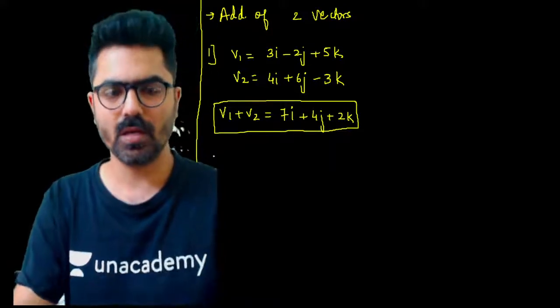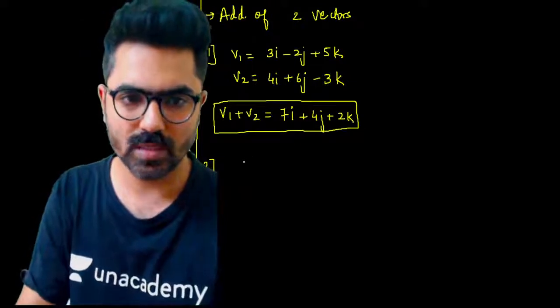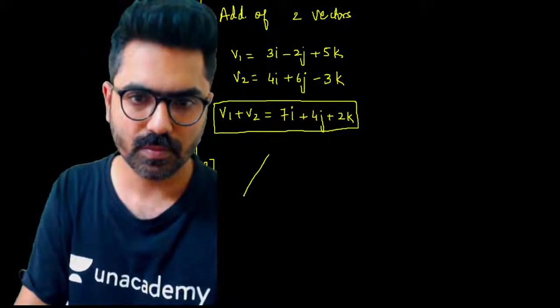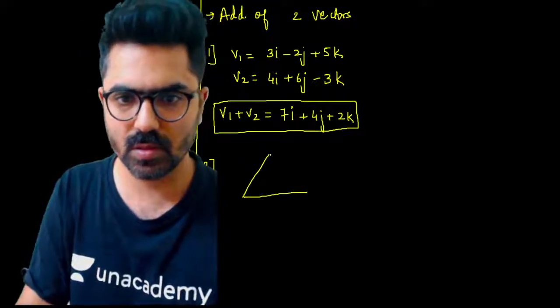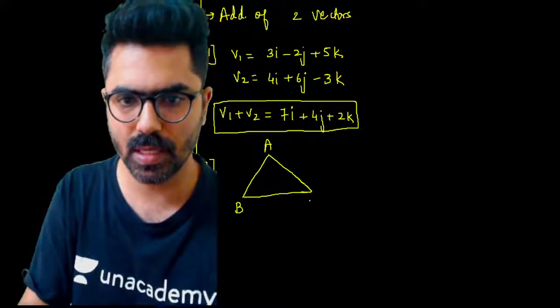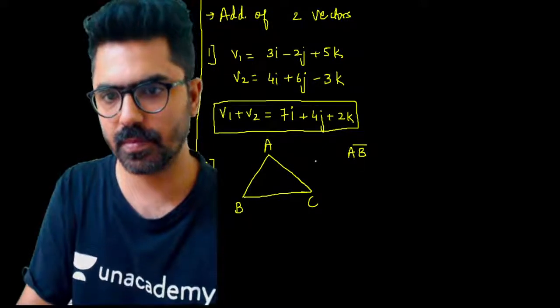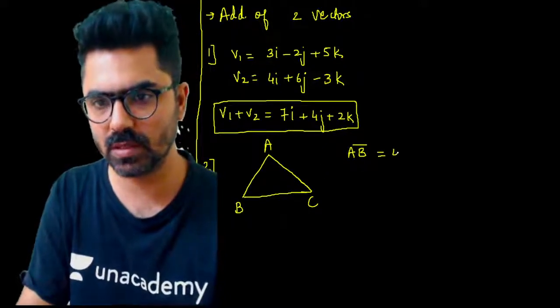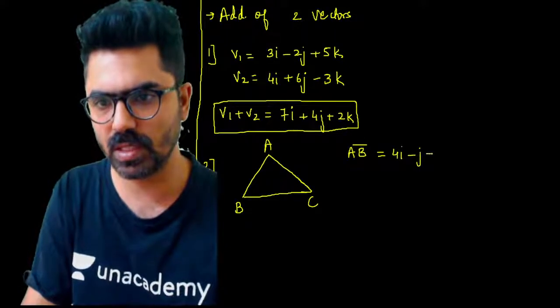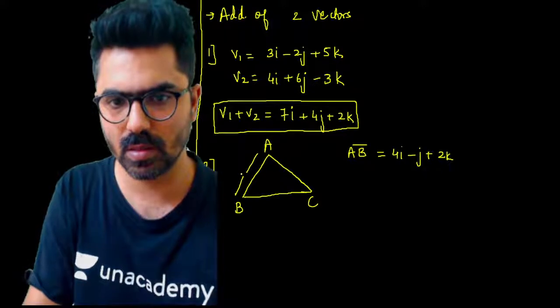Okay, now where exactly can we use this? So let's try to understand that part also. When you have two given vectors of a triangle, let's say A, B and C, and you have been given the AB vector, which is 4i minus j plus 2k. Okay, this entire AB vector is given.